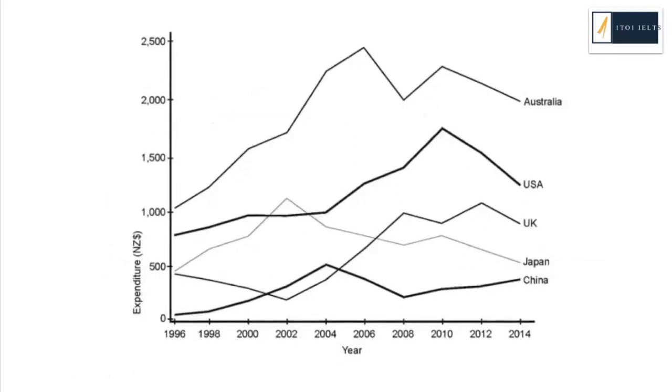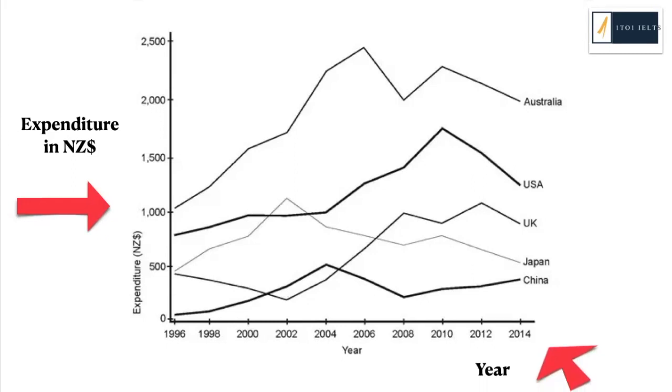When we have a look at our graph, along the vertical axis, we have expenditure in New Zealand dollars. Along the horizontal axis, we have the year. And this line graph shows us data about 5 different countries.